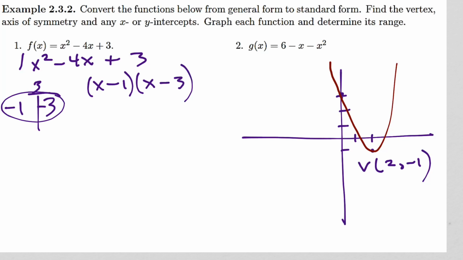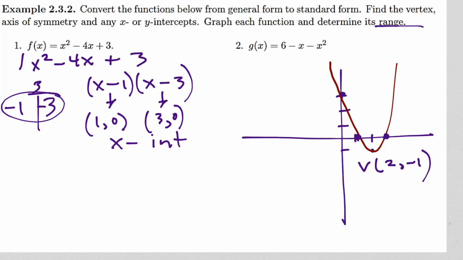All right, so x minus 1 equal to 0. That means I've got an x-intercept of 1, 0. Over here, x minus 3 is equal to 0. I have an x-intercept of 3, 0. All right, so that's here and here on my graph. Those are my x-intercepts. And then we found our y-intercept here. All right, the next thing it's asking for is the range.